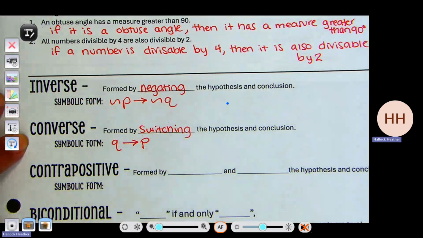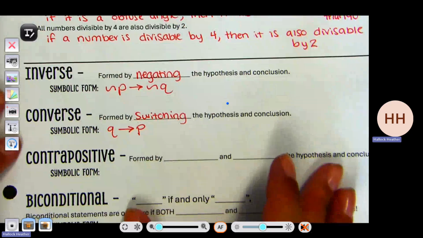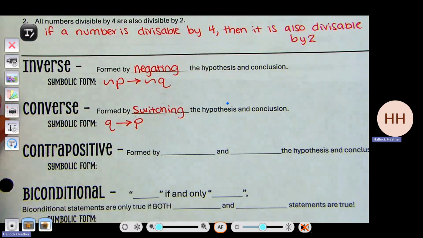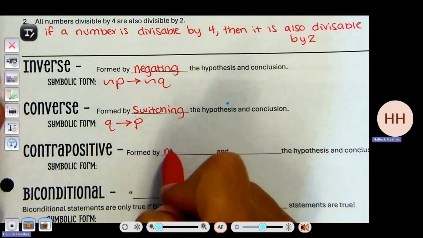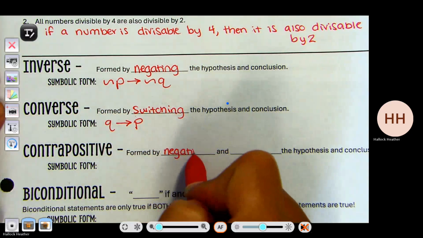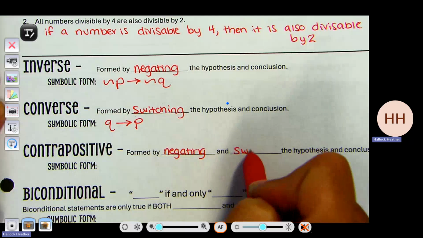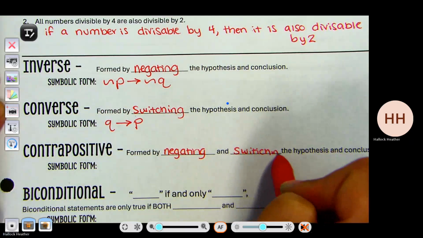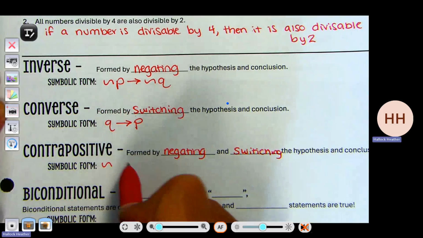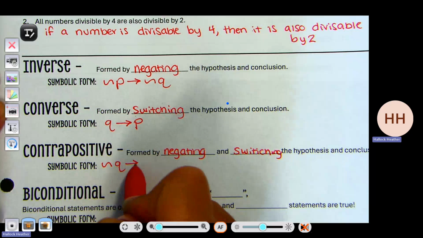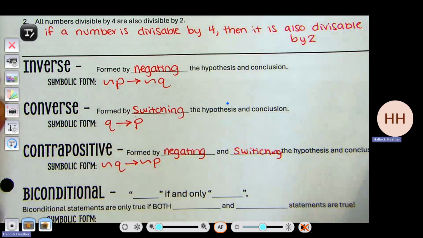And then the contrapositive is the last main one that they use. The contrapositive is formed by using both of these combined. You are switching it and you are making it negative. So it's formed by negating it and switching the sentence. So this is negative Q to negative P.